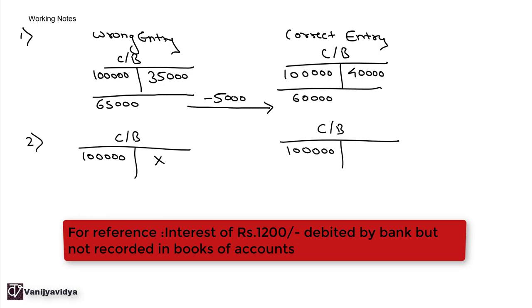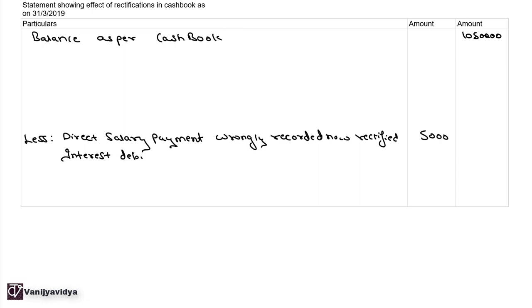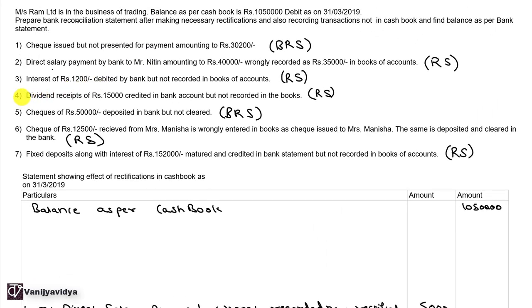Now we have to pass the entry. What will be the entry for the interest? Interest account debit to bank account. So on the credit side of cash book it will be 1200. So the balance was 1 lakh. Now after passing this entry the balance will be 98,800. So we have to reduce 1200 in our rectification statement. Let's do this. Less interest debited by bank now recorded in the cash book 1200.